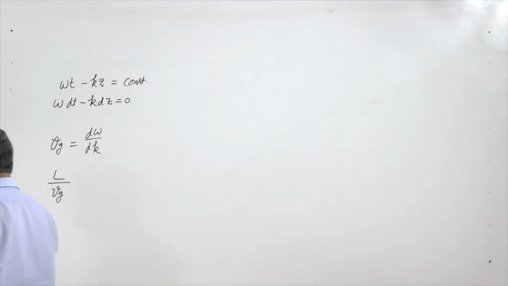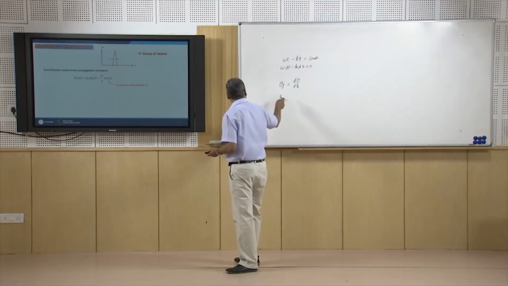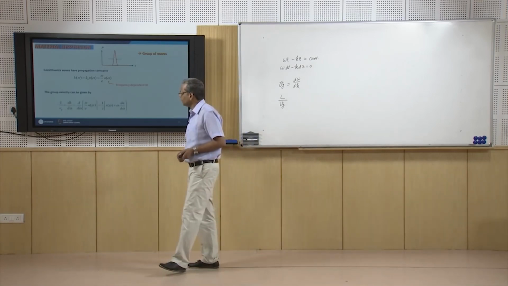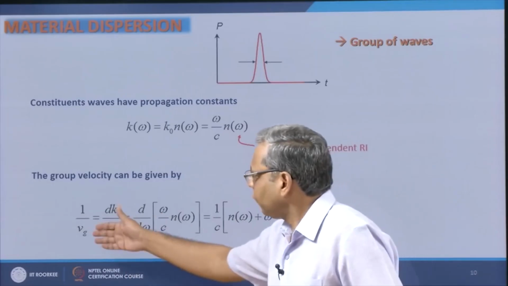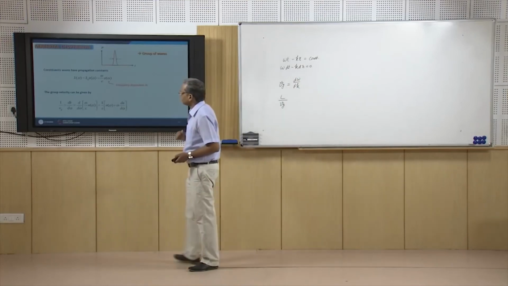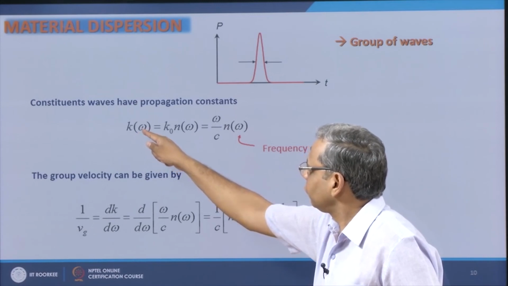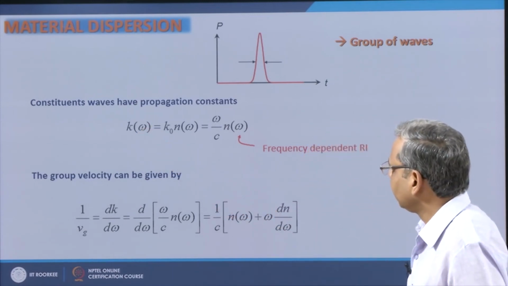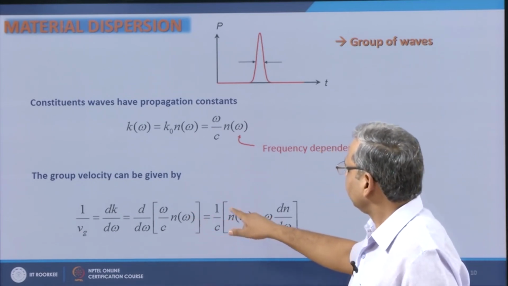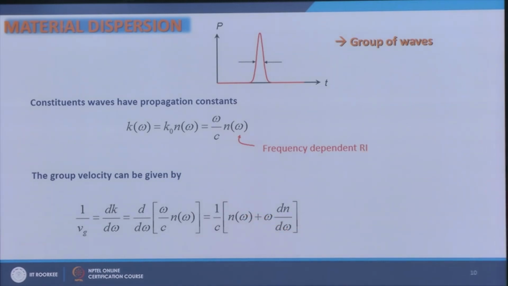So, instead of working out the expression for Vg, let me work out the expression for 1 over Vg, because that is how it will appear ultimately. 1 over Vg would be dk over d omega. So, I take the derivative of k with respect to omega, and it comes out to be 1 by c times n of omega plus omega times dn over d omega.